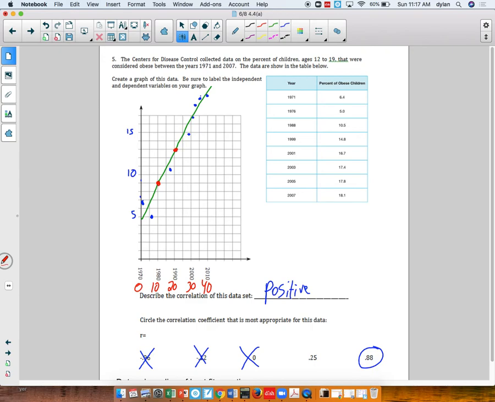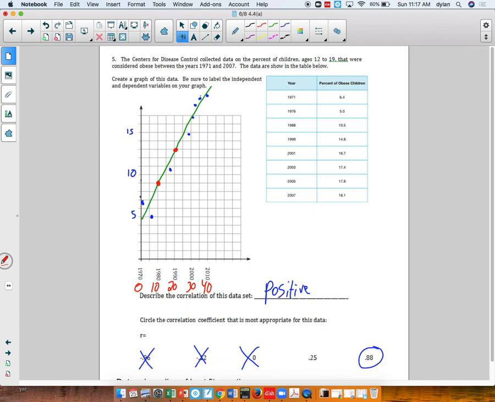You can pick any 2 points on your line of best fit. It really doesn't make any difference. This is just an estimate anyways. So you're going to pick any 2 points. Ideally, further away tends to give you a more accurate estimate. So I've got 2 points selected here.